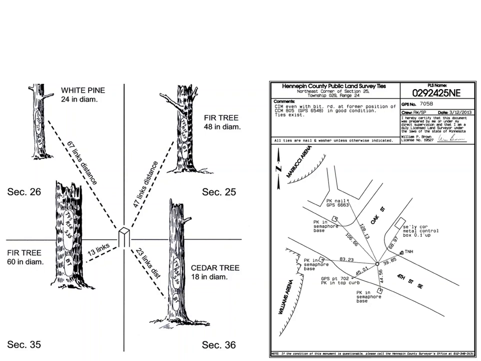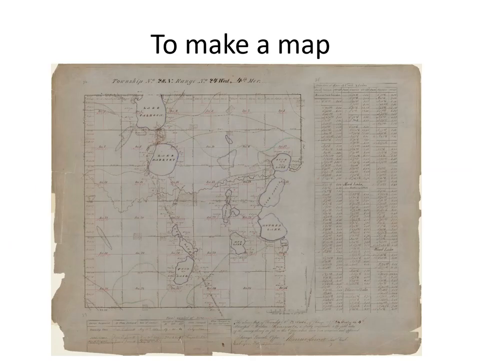So when the surveyors were running around doing all this manual labor, dragging chains and taking directions with compasses and stuff like that, those notes would get reduced to making a map. So this is a GLO plat. This happens to be for township 28 north, range 24 west, fourth principal meridian. To me it looks very familiar. It's inside Hennepin County. Almost right smack in the middle of this map is Lake Harriet. So this is what it looked like when the original surveyors went through.